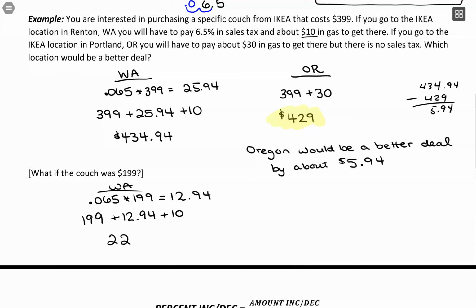So for Washington, it would be $221.94 to buy the couch there. If we go to Oregon this time, $199 plus the $30 gas, $229. And now it's switched around in that with a cheaper couch, it's better to go to Washington, pay less gas money, and the tax isn't enough to make up for the amount of gas you have to pay to go to Portland. So in this case, Washington would be a better deal.